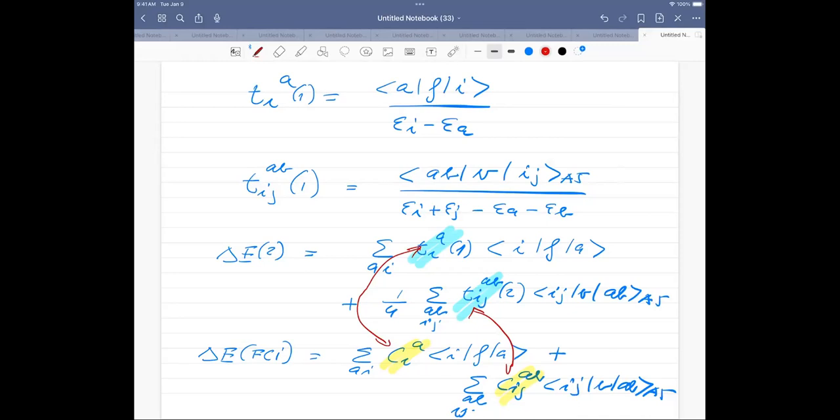When I go to third order, I will get more such terms. So order by order now, I have a way to construct what full FCI gives me. So what's the benefit here?